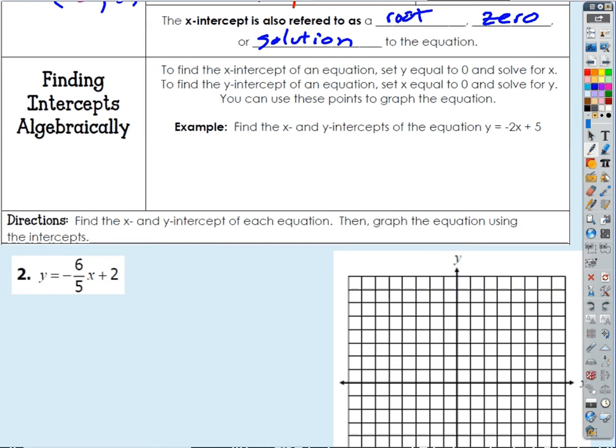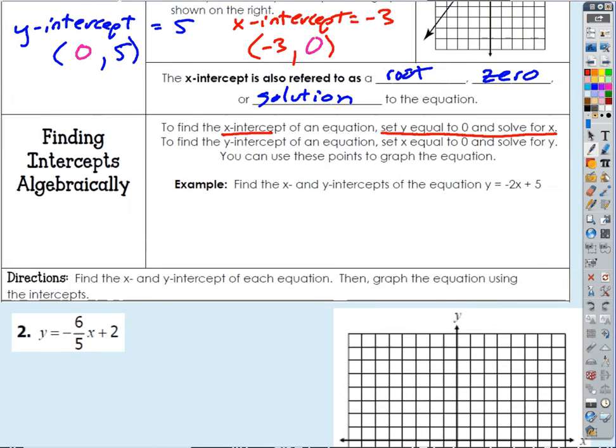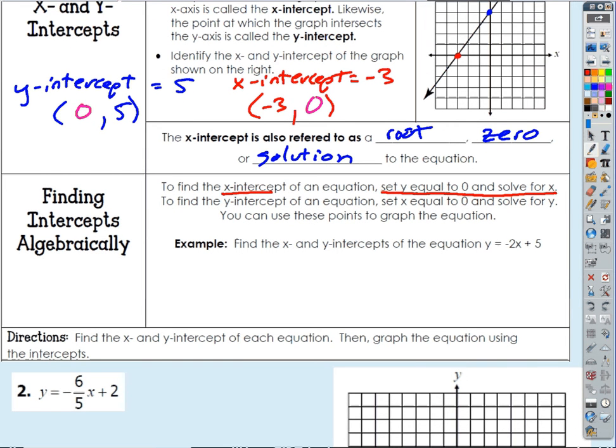What if we want to find the x-intercepts of an equation? To find the x-intercept of an equation, all we have to do is set y equal to 0 and solve for x. How come? Because every x-intercept has a y-coordinate of 0. To find the y-intercept, all we have to do is set x equal to 0 in the equation and solve for y.